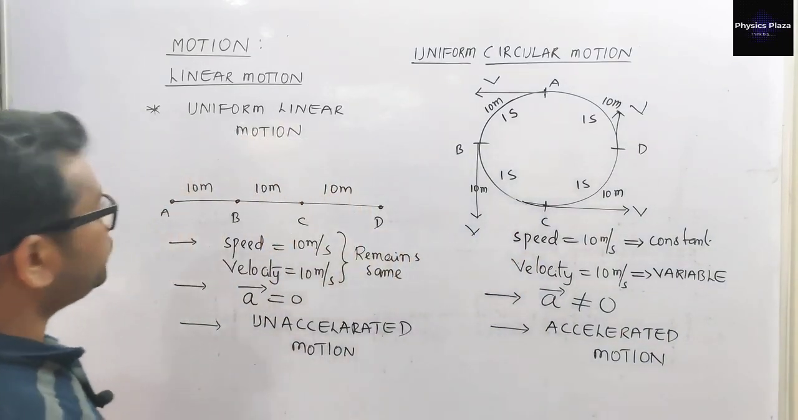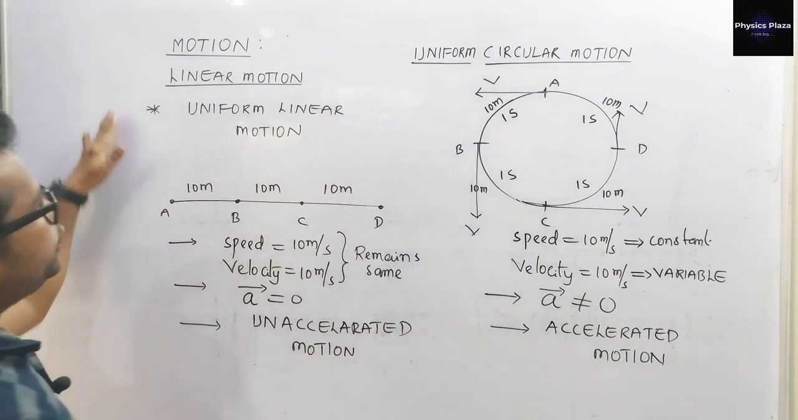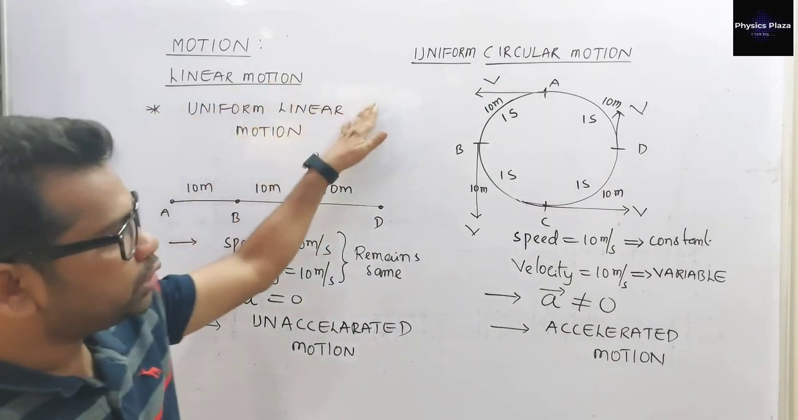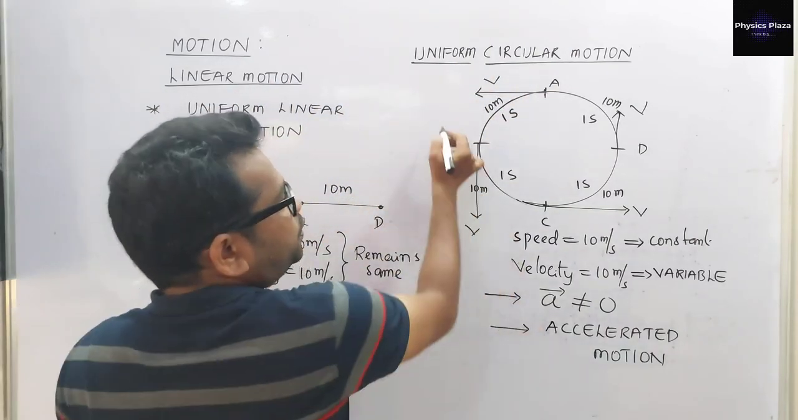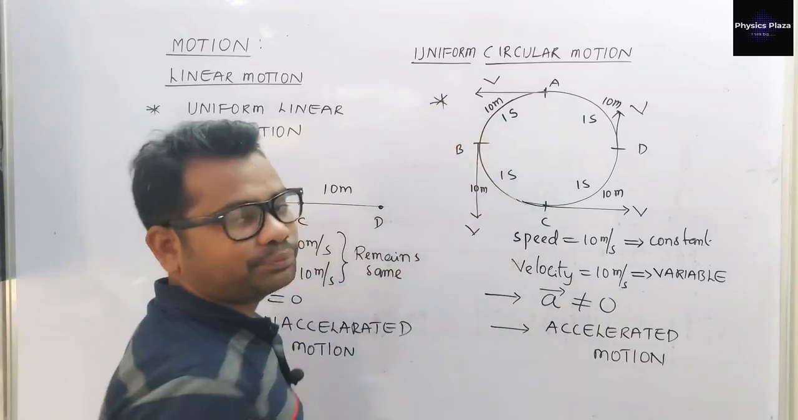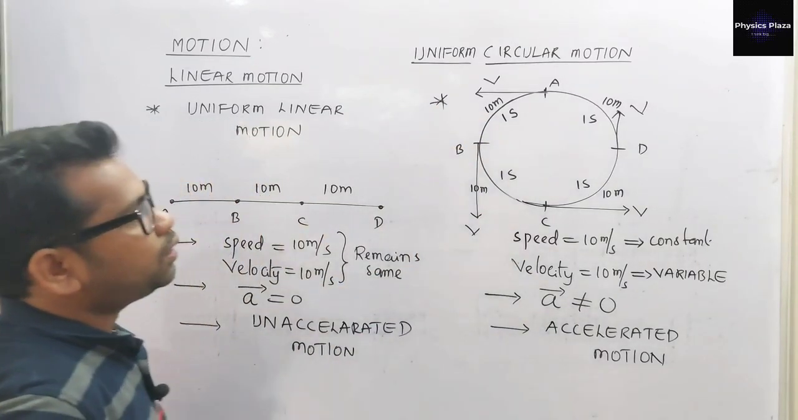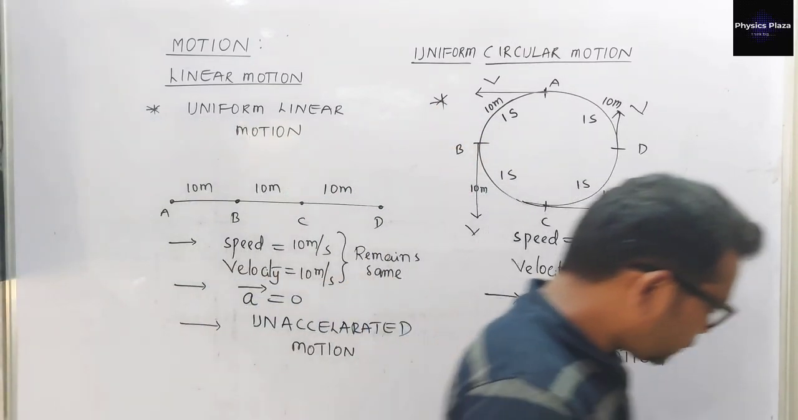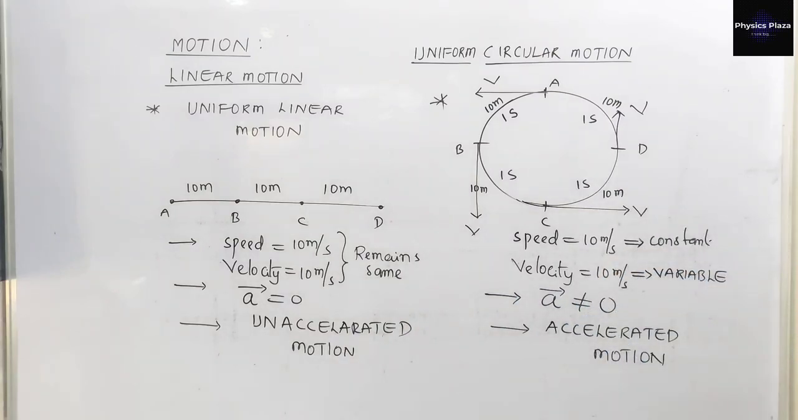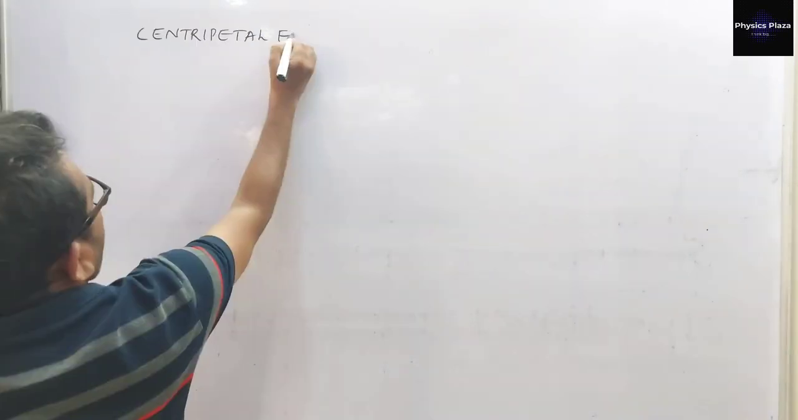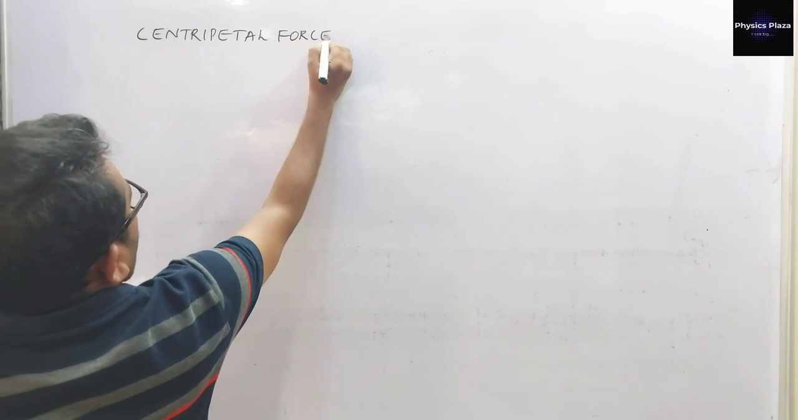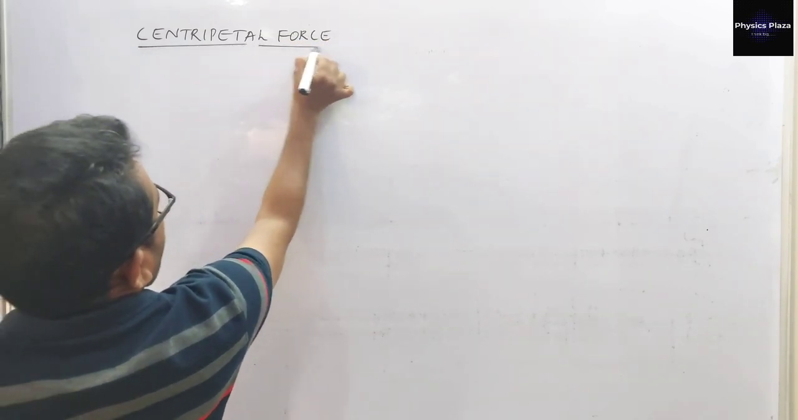Children, from the examination point of view, they may ask you to compare uniform linear motion with uniform circular motion. And from the examination point of view, this diagram is very, very important. Is it clear, children? Just copy it. Now, we discuss what is centripetal force and what is centrifugal force. So now we discuss centripetal force.